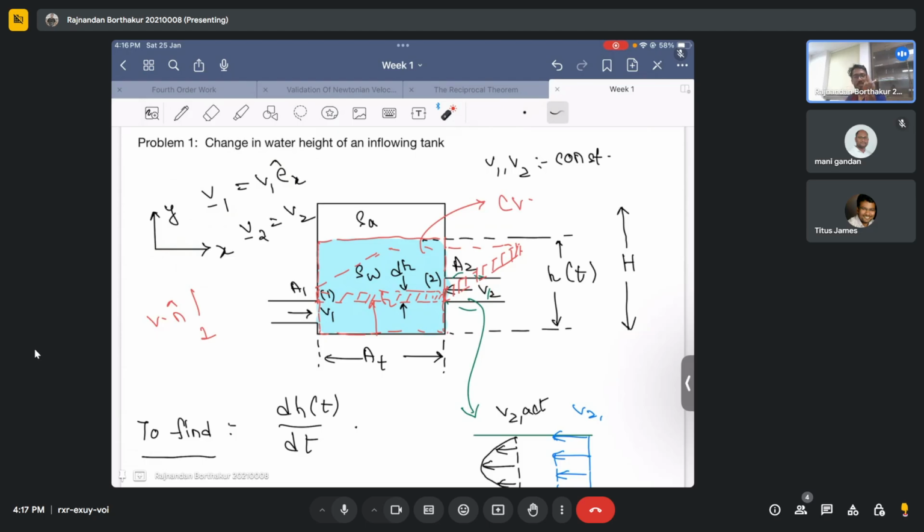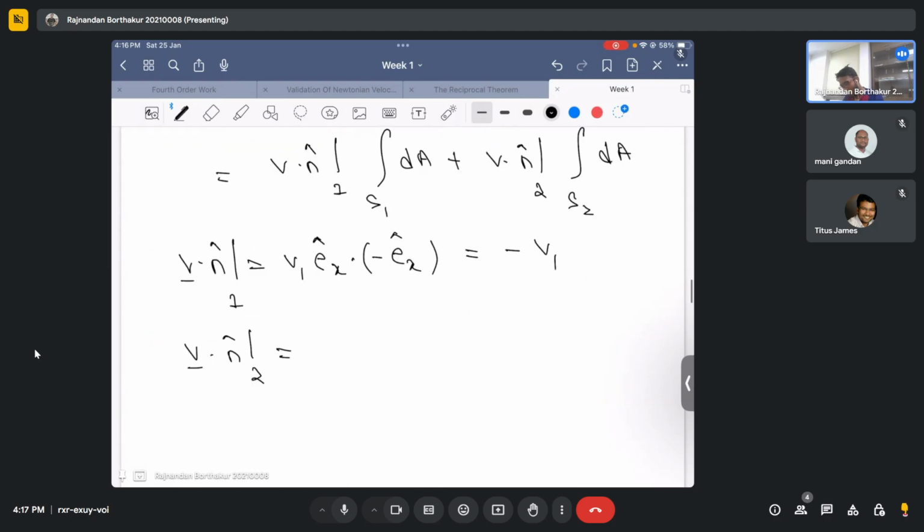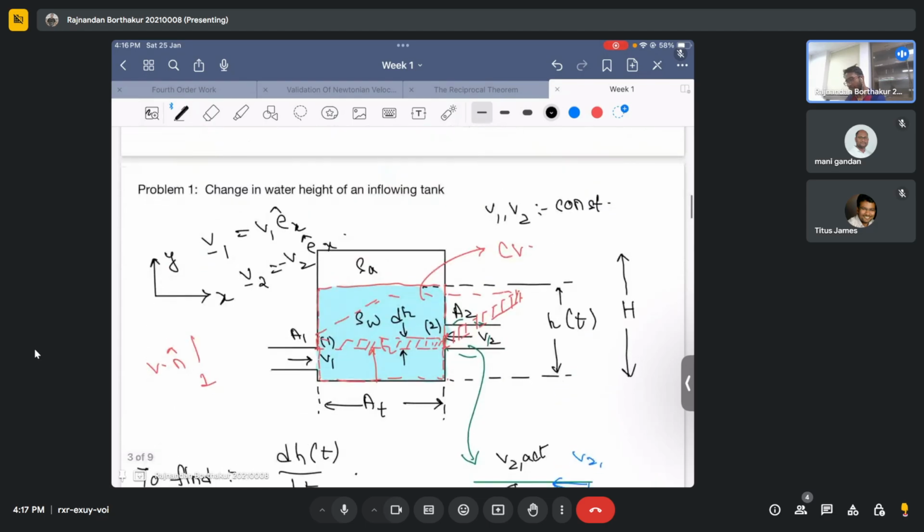Why? Because ex is the unit vector in the positive x direction. Ex is basically in this direction, and the velocity is in this direction, which means the direction of this velocity is in the negative x direction, and that's why v2 is minus the magnitude times ex. You understand this? Exactly. Which means this term is now minus v2 ex dot. Now, can you tell me what is n hat for surface 2? Is it plus ex or minus ex?